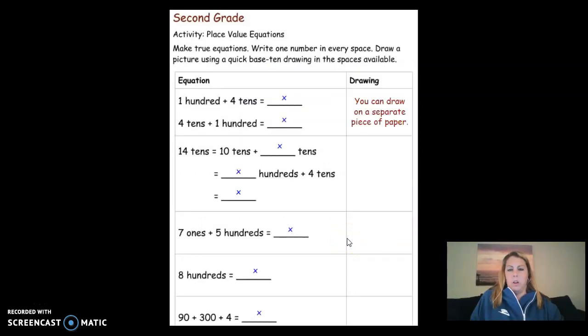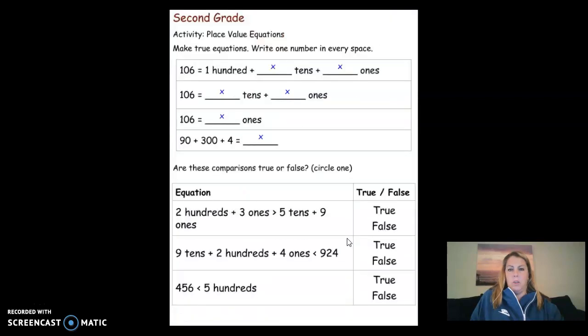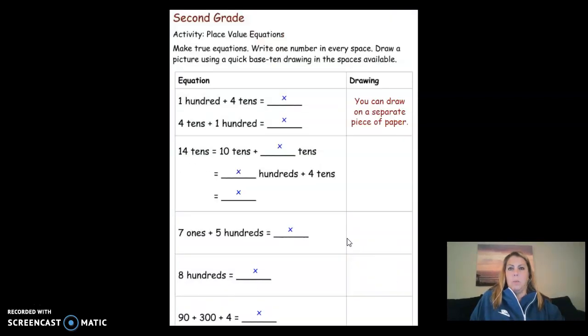And on our second page, yikes. So again, making true equations. You're going to write one number in every space, and you can draw a picture using the quick base 10 drawing. So you can draw on a separate piece of paper. And remember our base 10 sticks and our ones that we use at school. So the equation says 100 plus 4 tens. So think for a second.